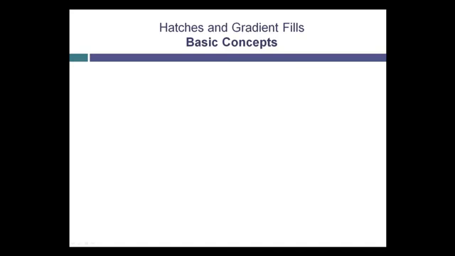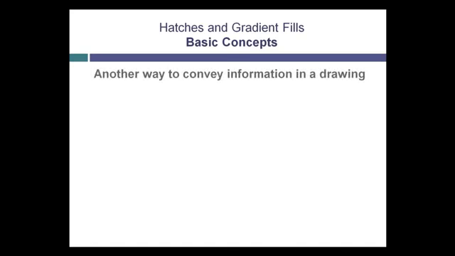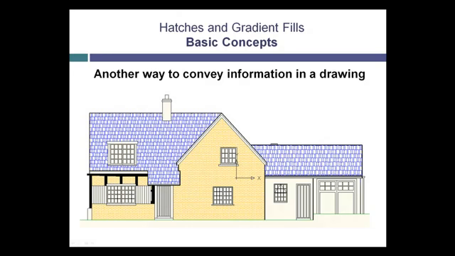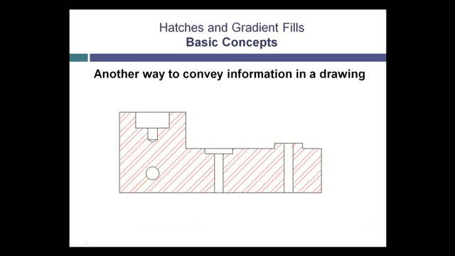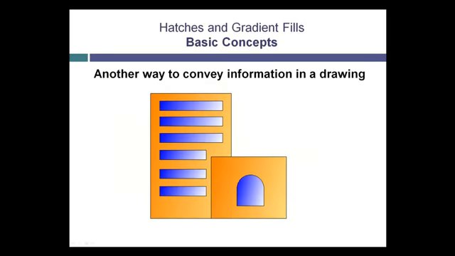Another way to convey information in a drawing is to fill areas with a solid color or repetitive pattern of lines. For example, you may need to represent the pattern of brick on the elevation of a building, or show the solid portions of metal in a cross-section through a mechanical part. You can also fill areas with a gradient fill to add different types of graphic effects.